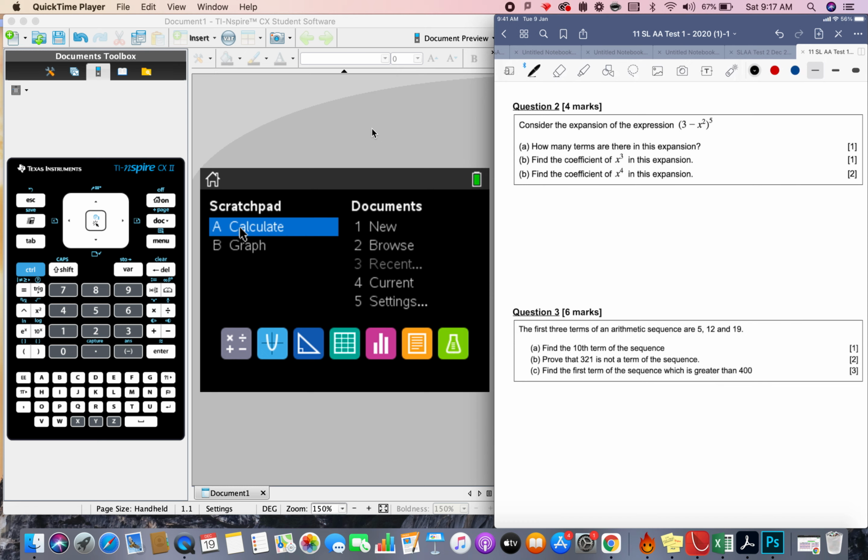Okay, so here's question 2. Consider the expansion of this expression. How many terms are there in the expansion? Well, you should know by now there's always just one more than the exponent here, so there are 6.